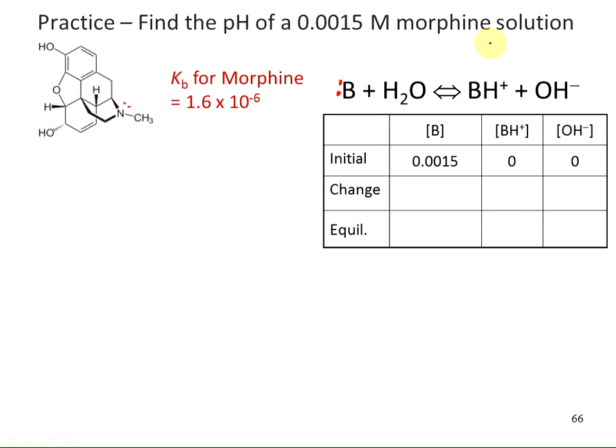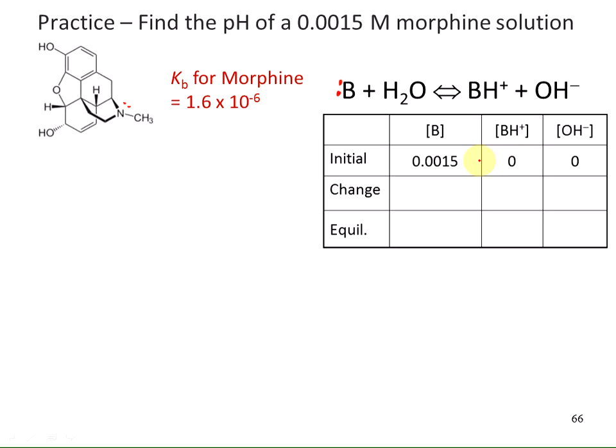So we set up our ice table. Initially we have 0.0015 molar of the base, and we have none of the protonated form of the base, and we have none of the hydroxide, or we have a negligible amount. Because remember, there is hydroxide in there from the autoionization of water, but we're not going to worry about it since it's so small.